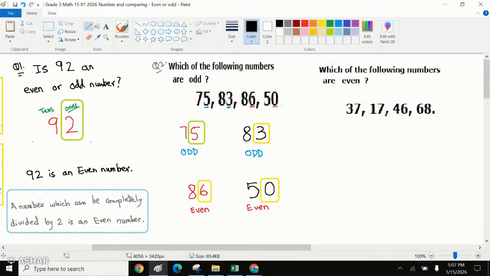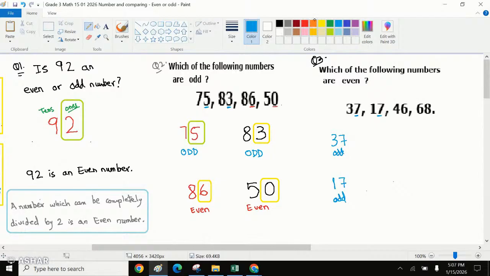So for question number 3, do we see this number ending with the first number? It ends with a 7, right? So we can say 37 is an odd number, right? 17 ends with a 7. So again, we say it's an odd number.